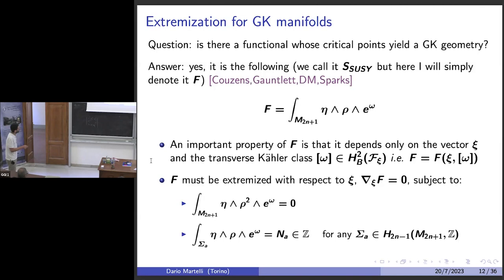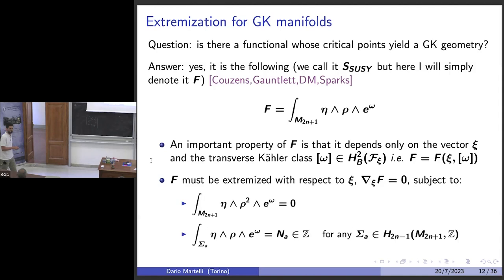Now this, similarly to the story of the Sasakian volume, needs to be extremized with respect to this vector field, xi. But there are some additional equations, or if you want, constraints to be imposed, which come from the geometry, which the second one, for example, comes from the fact that you have this two form, which I call H, and dual to that, there is a kind of n minus two form. And then when you integrate that over the various cycles of this manifold, you have to ensure that they are integer numbers. So we call them flux quantization in the context of supergravity.